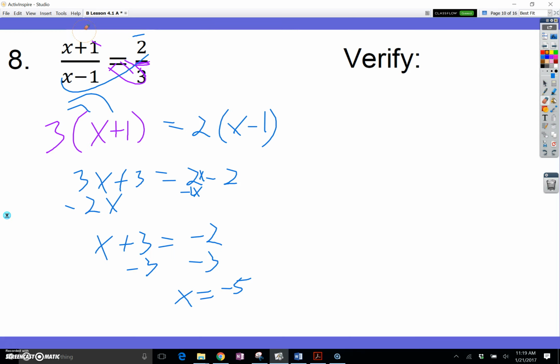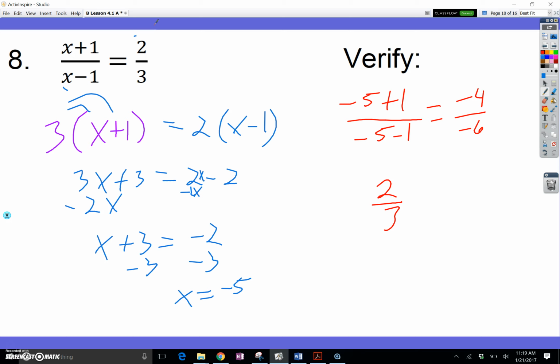I'm going to go back to my original equation, and every time I see an x, I'm going to substitute a negative 5 and see if I get the right answer. So negative 5 plus 1 all over negative 5 minus 1 is going to equal negative 4 all over negative 6. Negative 4 over negative 6 is positive 2 over 3. And that's what my equation needed to equal, 2 over 3. So that's how you know I got the correct answer.